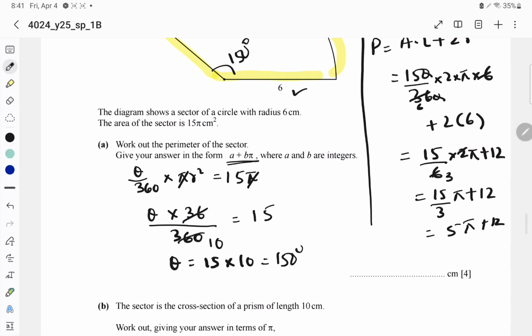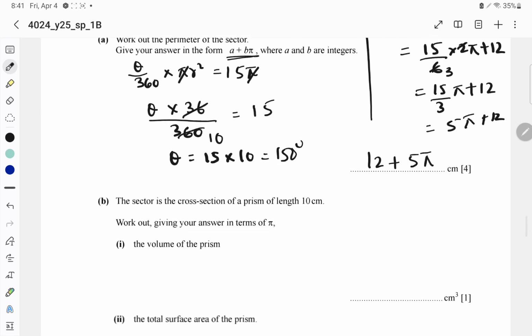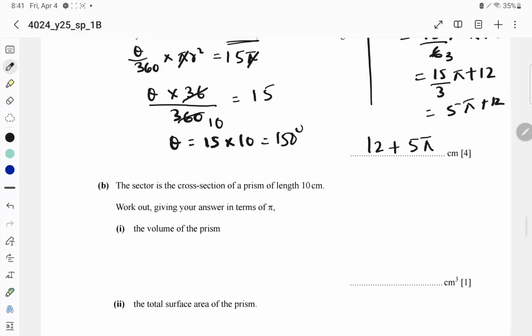So write your answer as a plus b pi. The constant we write first: 12 plus 5 pi centimeters is the perimeter in this question. Okay, part B. In part B, the sector is a cross section of a prism of length 10 centimeters. Work out, giving your answer in terms of pi, the volume of the prism.